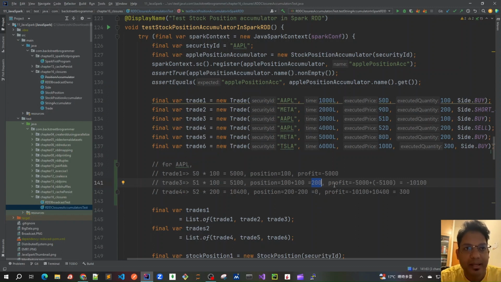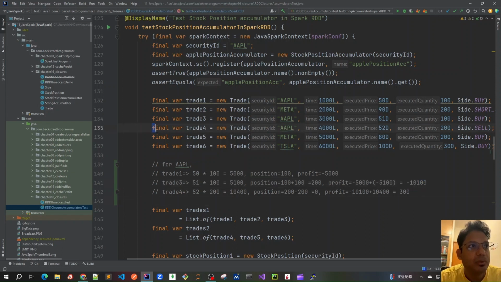And the profit would be, again, because we are taking the cash flow out, we are buying it, we are taking the money out of our account. So that's why the notional would again be subtracted, and the profit would be minus 10,100.